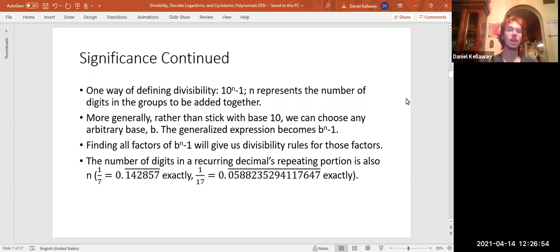So we have base 10, but we could look at base 9. We could look at base 3. We could look at base 5. We could look at binary, base 2. So let's just generalize this and call our base b, for base. So finding all these factors will give us divisibility rules.